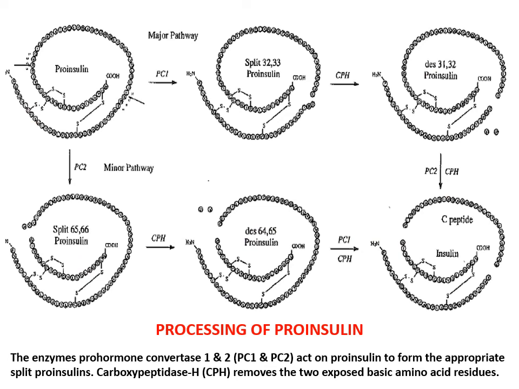The enzymes prohormone convertase 1 and 2 act on proinsulin to form the appropriate split proinsulins, and carboxypeptidase H removes the two exposed basic amino acid residues.